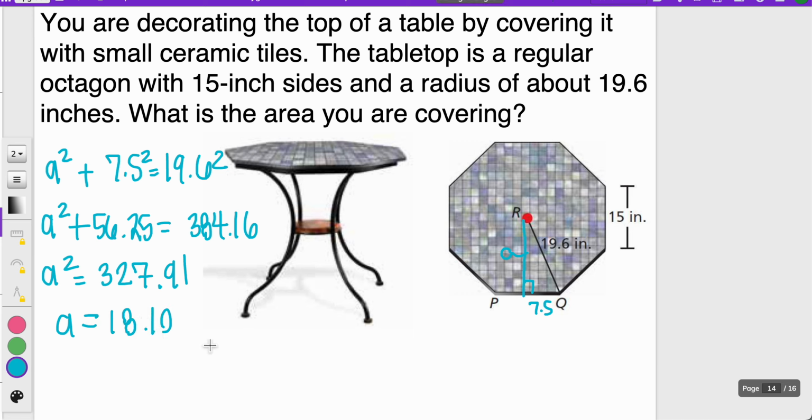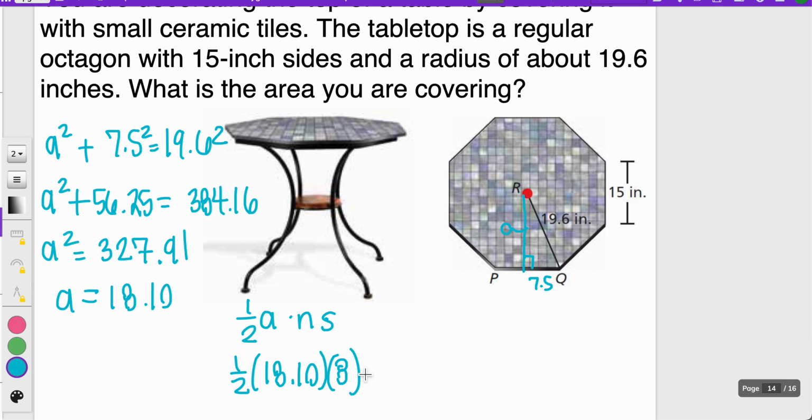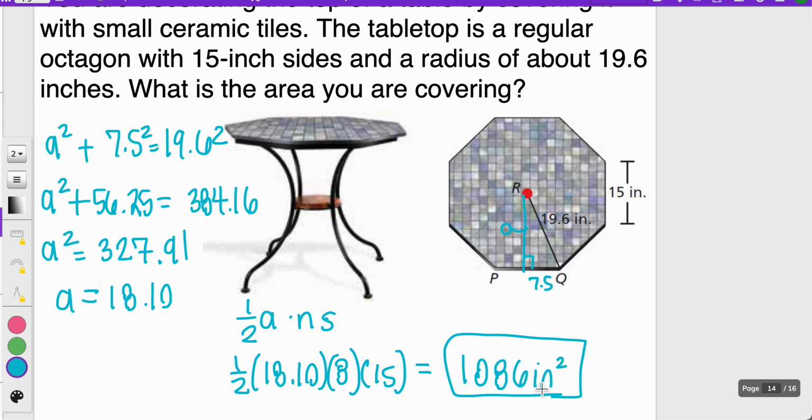So what is the area we're covering? Good question, I'm so glad you asked. I'd love to tell you. 1/2 times A times N times S. So that's 1/2 times my apothem, 18.10, times N, the number of sides. This is a 1, 2, 3, 4, 5, 6, 7, 8 sided figure, and my side lengths are 15. As I'm multiplying that together, my total area comes to 1,086 inches squared.